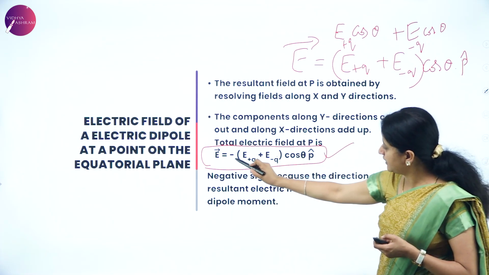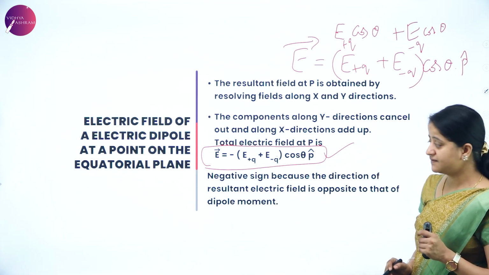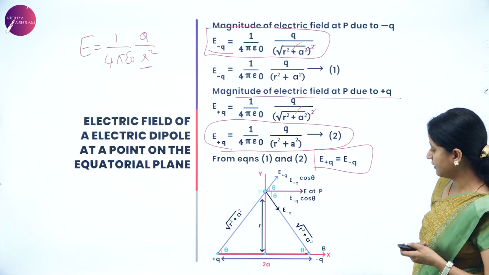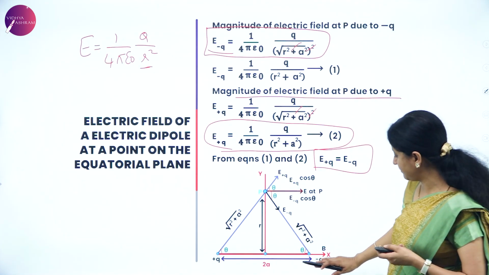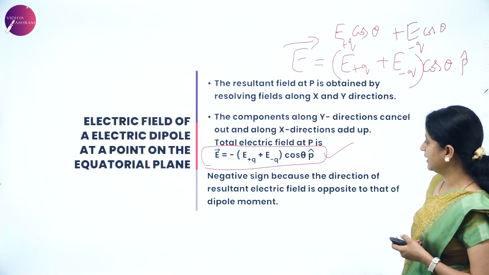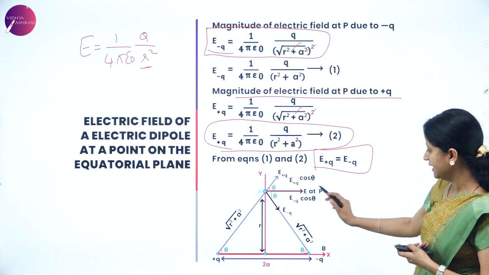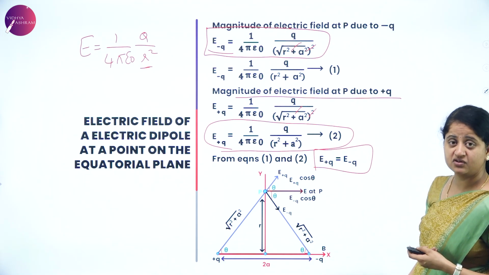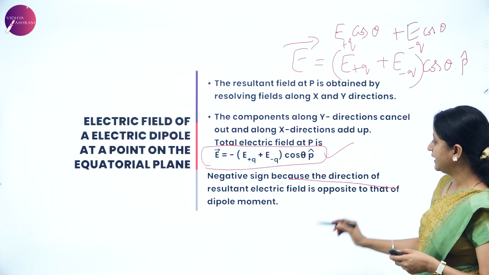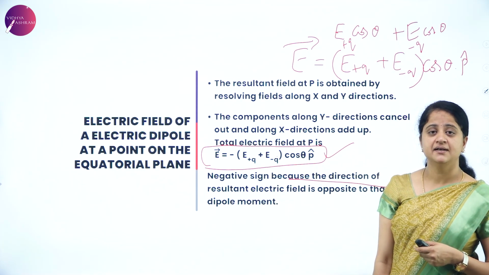We can observe a negative sign here. Why is there a negative sign? You can observe the diagrams. The dipole direction is always from minus q to plus q. But here the direction of the resultant electric field, what we are taking, is from plus q to minus q. So it is opposite in direction, and hence we have to represent this with a negative sign.